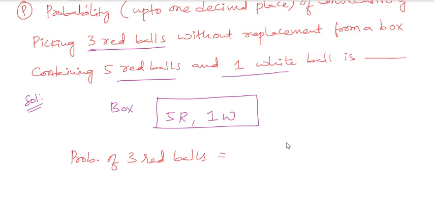So you will have it as what? Out of 5. So 5C3 divided by total will be what? 6C3, which is nothing but what? You will have it as 1 by 2. That is 0.5.